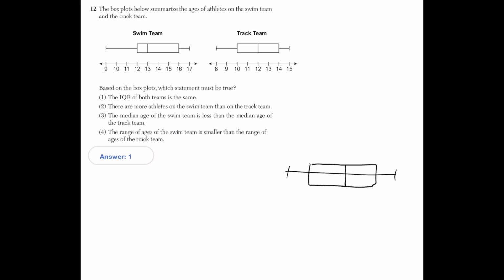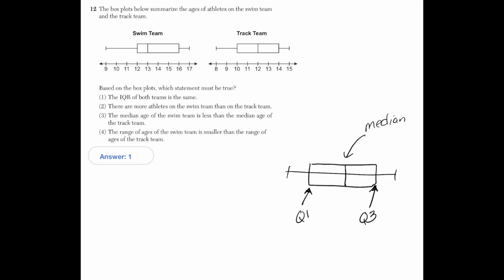Obviously, we can see the box. Inside the middle of the box, you'll see a line. This will represent your median, your middle number. The first line outside the box is your Q1. The other side of the box will be your Q3.